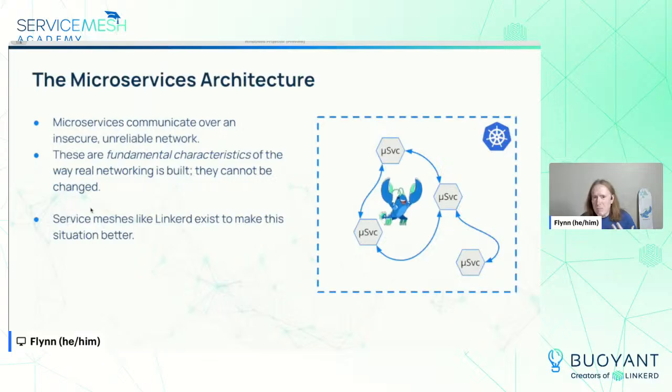Service meshes mostly came about due to the whole microservices architecture, where you have things that are communicating over an insecure, unreliable network. The insecure and unreliable part is a fundamental characteristic of the way we build networking. It's not something you can just change at the network layer. So instead, you put in a service mesh to make things better.